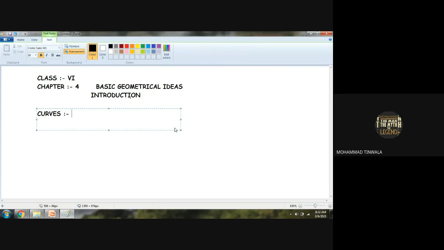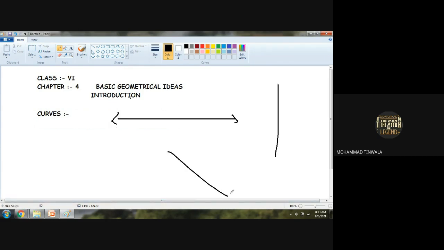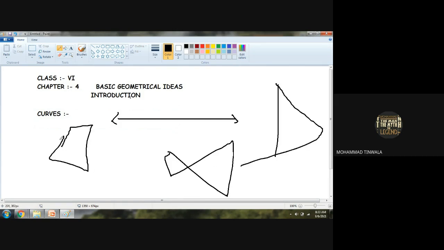Now who will tell me what do you mean by curves? Sir, curves means lines that are not straight. Line means a straight line. Line means what? Line segment, line. Line means straight line. In any direction it may be, it will be a straight line. Yes or no? Yes, sir. Curve means what? It can be any shape. Curve means the line is not straight, that is said to be a curve.